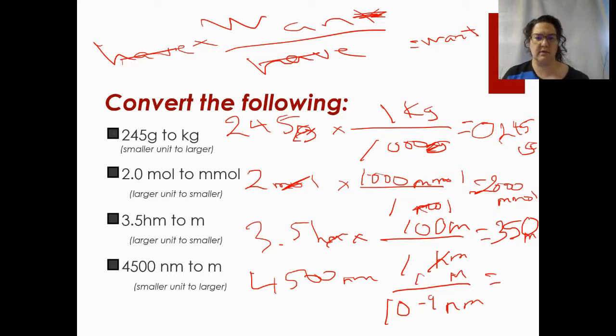And so we have the answer is 4.5 times 10 to the negative 12 meters. So a much smaller number in meters. Okay, so those are conversion factors.